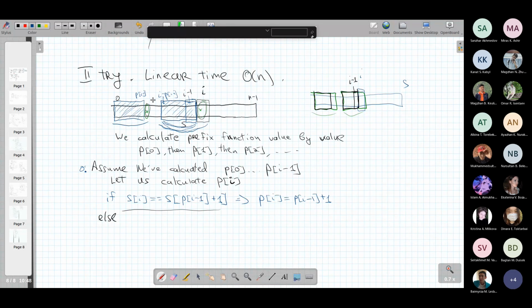We can use the fact that this green string is equal to this green string. Okay, so we want to find the next candidate for the continuation by this symbol I. So the first candidate was this string, right? Next candidate would be something like this, right? Next candidates for the continuation would be like this.